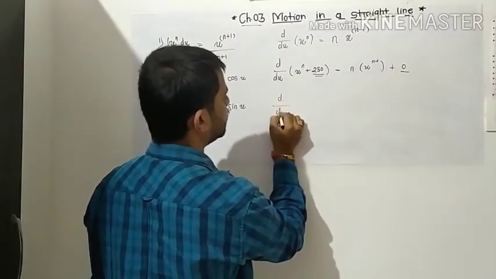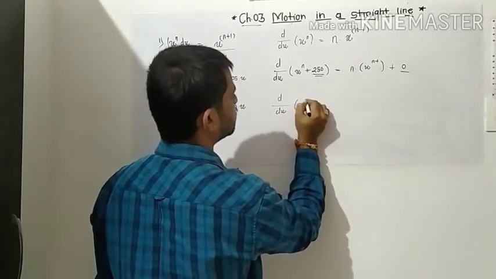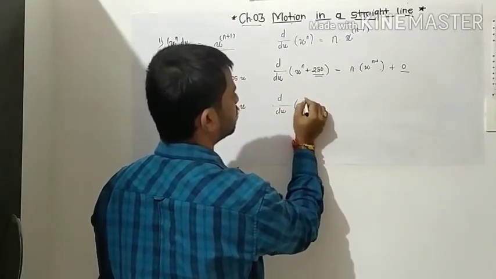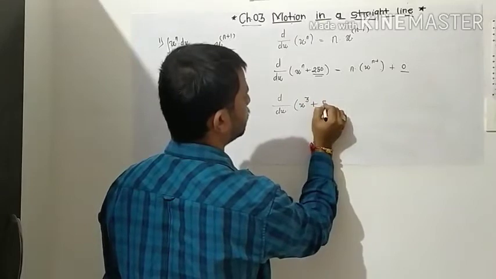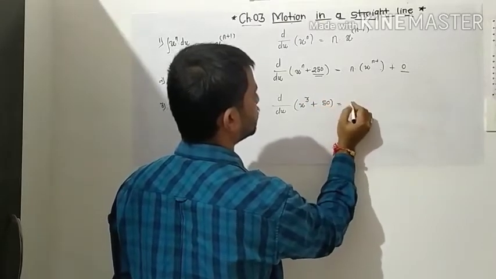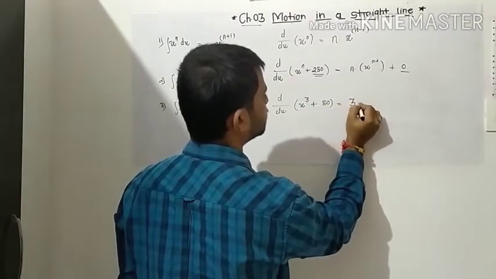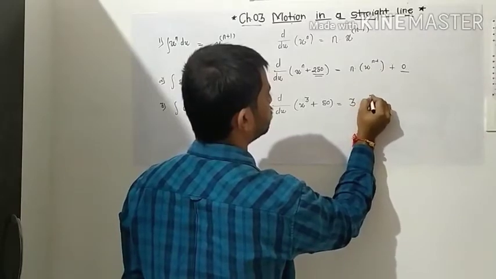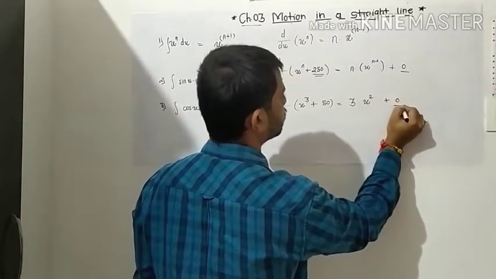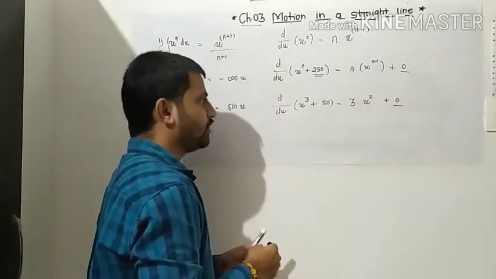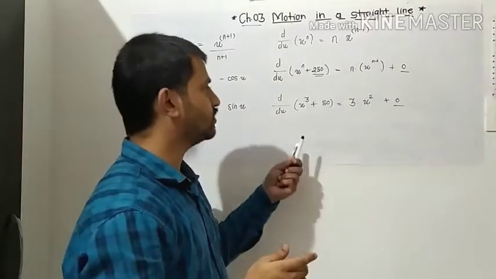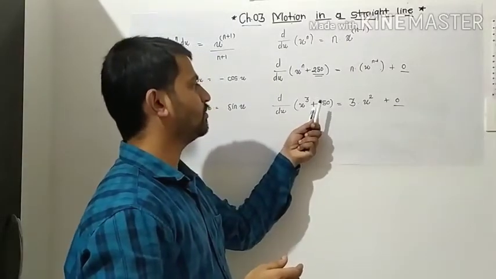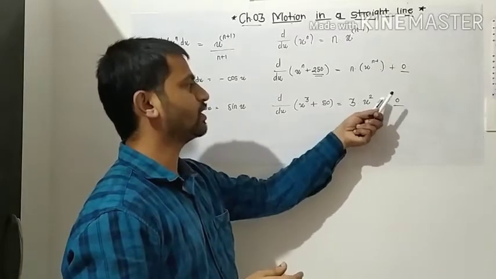Again, if we consider d/dx of x raised to 3 plus 50, then what is its derivative? It is 3 x raised to 2 plus 0. So the derivative of x raised to 3 plus 50 is equal to 3x square plus 0.